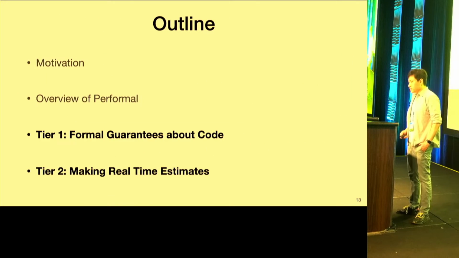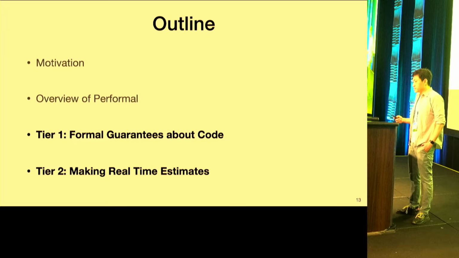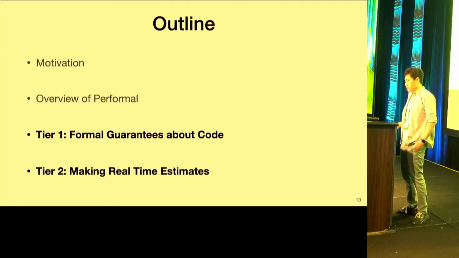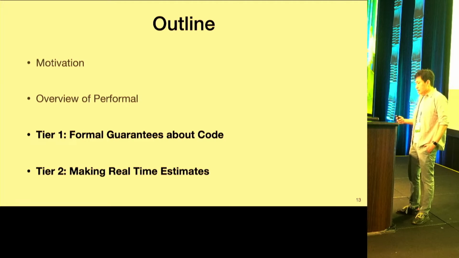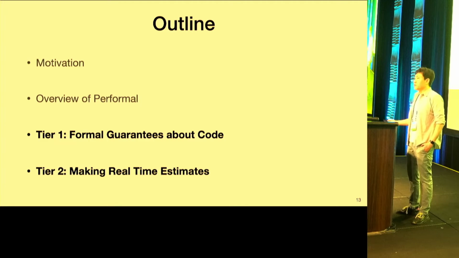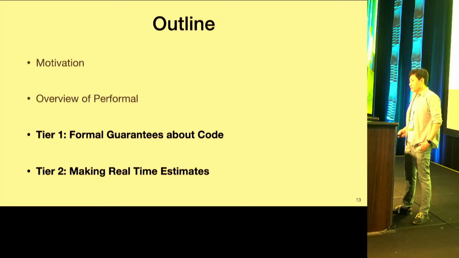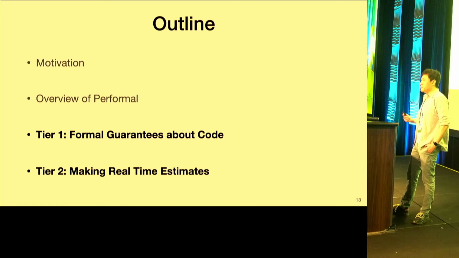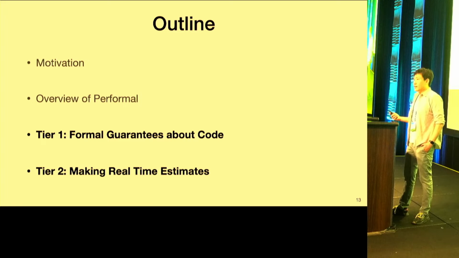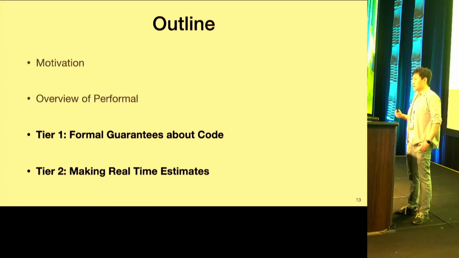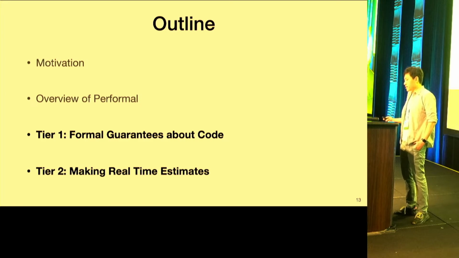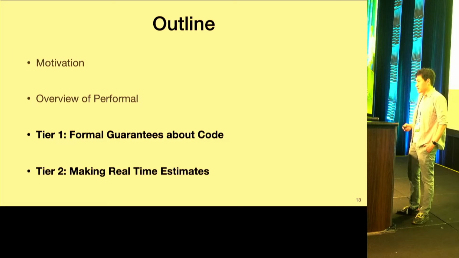So to recap, it is important that we begin to reason formally about the performance of distributed systems. Performal enables latency reasoning by decoupling the code from the environment. Tier 1 produces a rigorous symbolic upper bound for our code, while Tier 2 factors in measurements to make real-time estimates. Now I'll dive deeper into Tier 1 with the central idea of using symbolic latency to make formal arguments about our code.